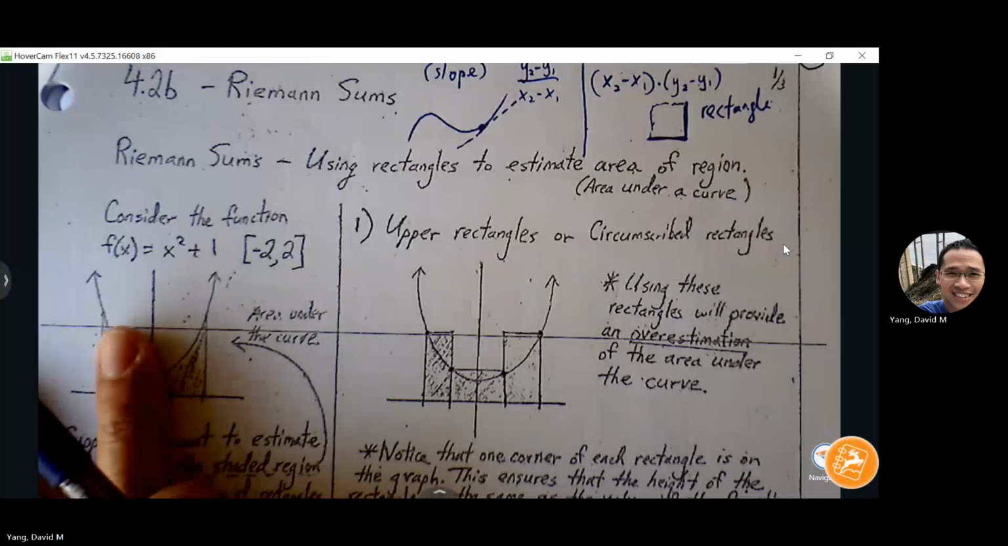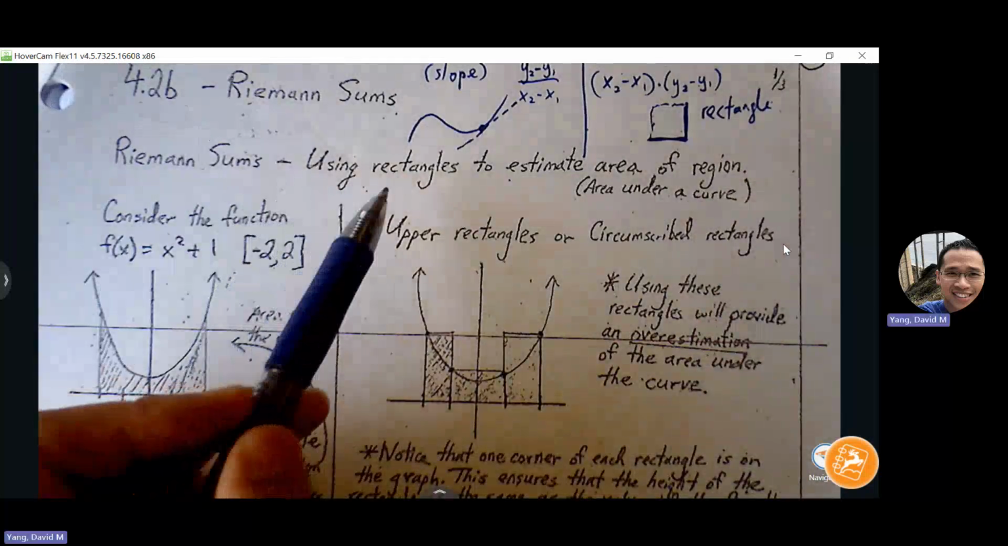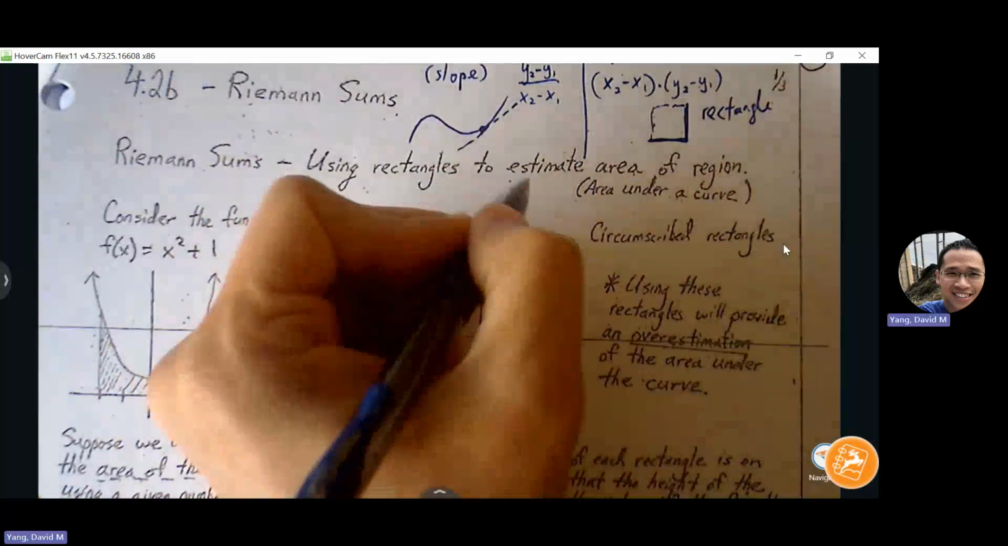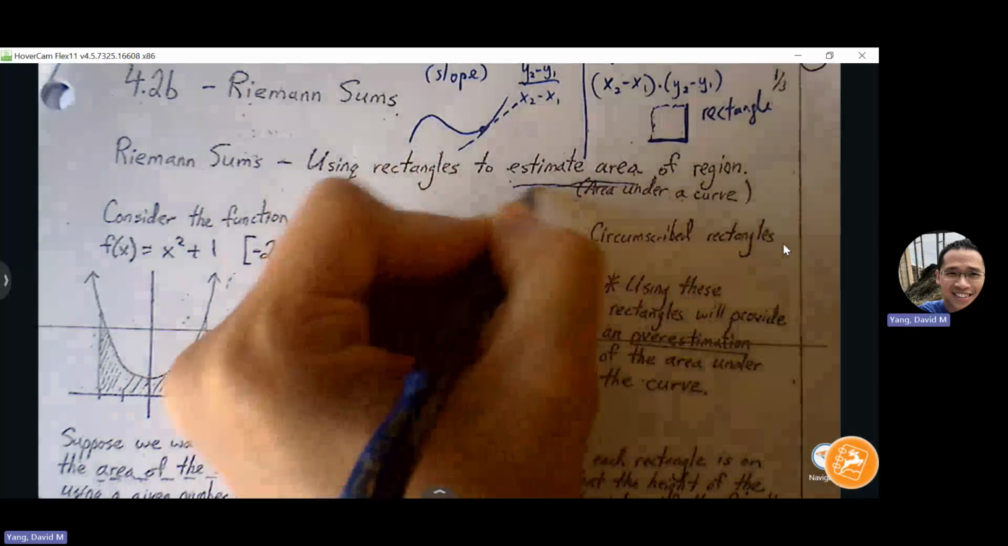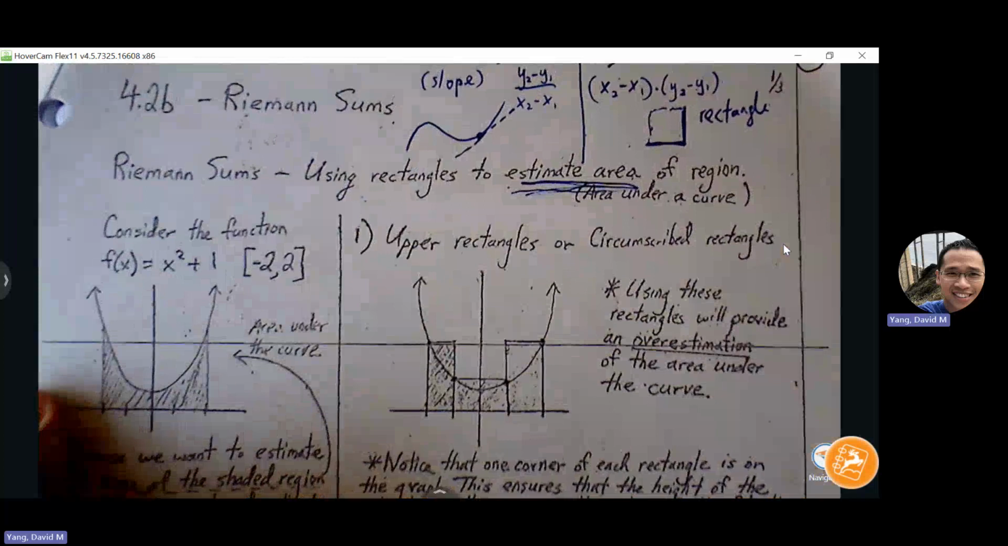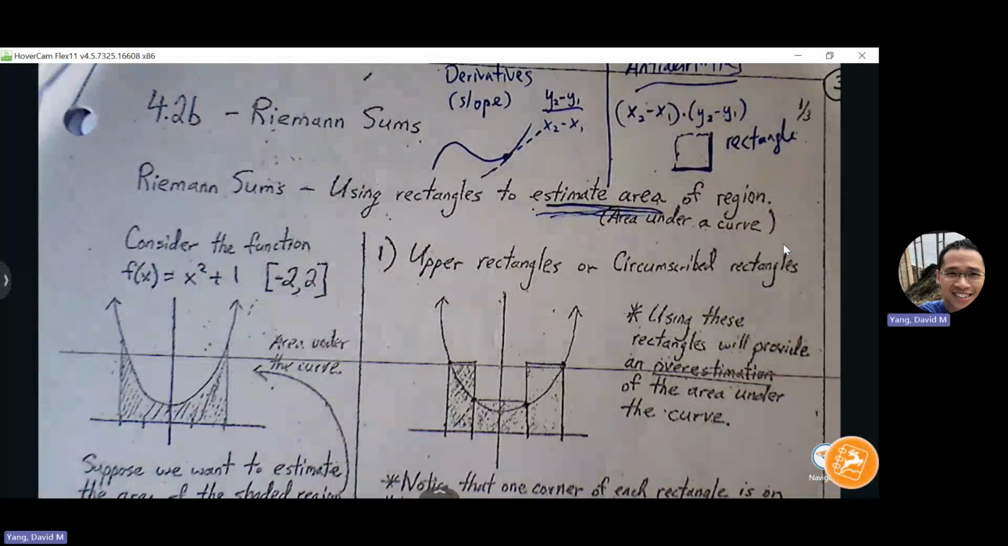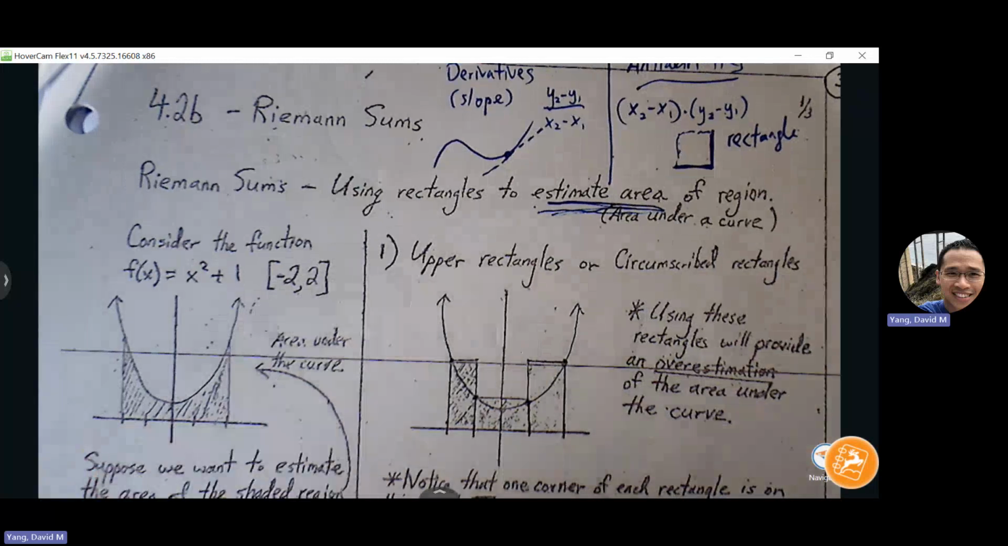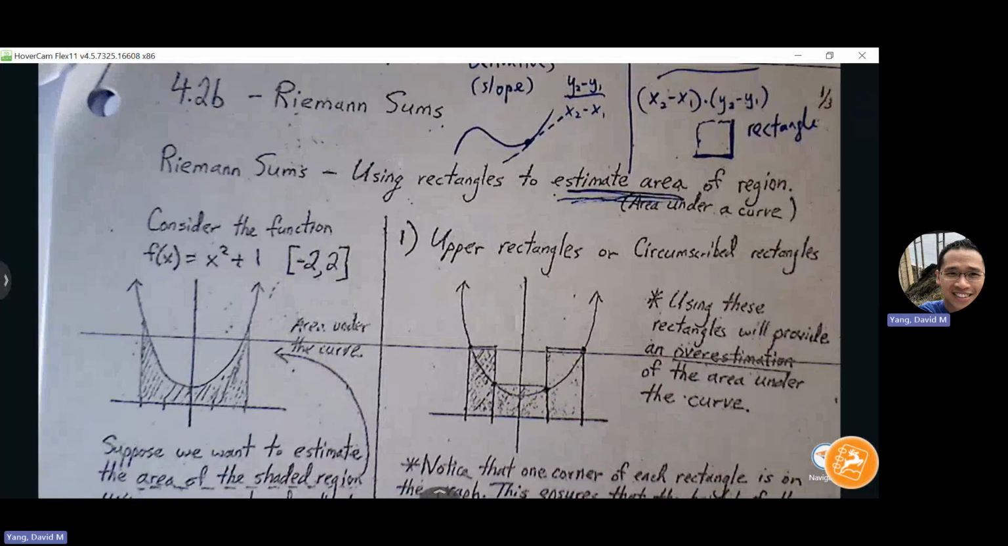Okay. So the idea of Riemann sums is that we're going to be using rectangles first to estimate the area of a region. So right now, we're still not talking about the calculus aspect of it. We're just talking more about the geometric aspect of it, and that will hold true until tomorrow. Okay, so right now, today, we're just doing approximation of a region using rectangles.